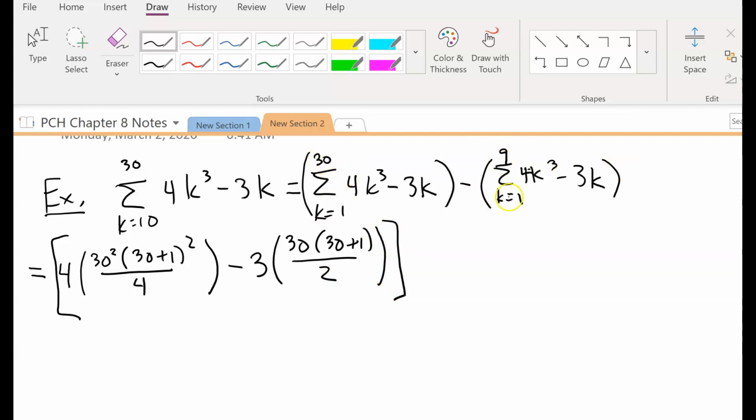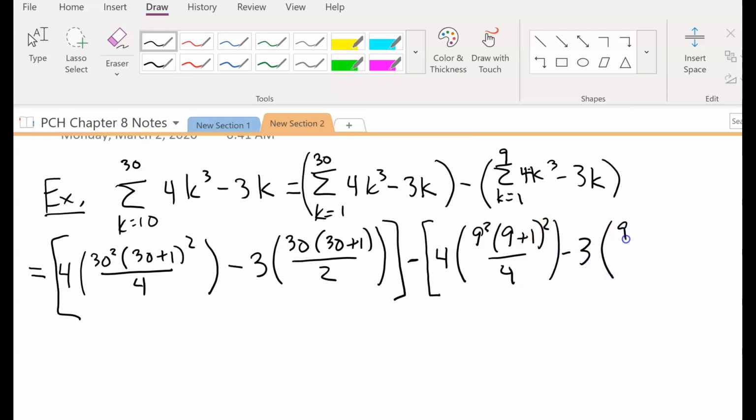Now we'll subtract out k equals 1 to 9. So we're going to repeat that again with n equal to 9. Again, factor out the 4, and then we're going to have 9 squared times 9 plus 1 squared over 4, minus 3 times 9 plus 1 over 2.